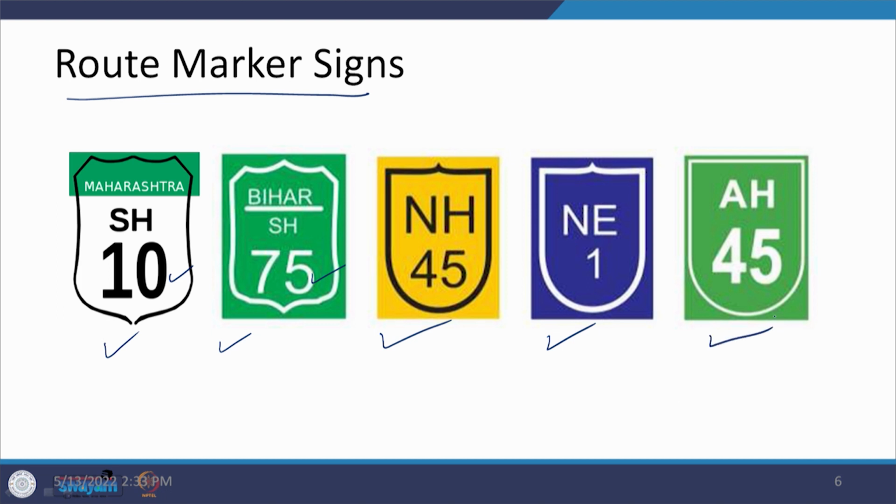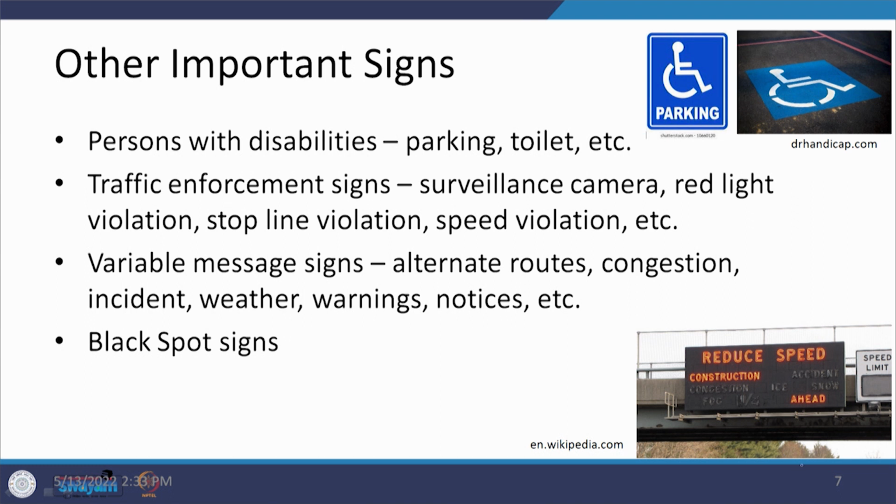And this AH is an Asian highway, which may be connecting the adjoining countries with a particular country. In that sense this Asian highway can be there, and here again the color code is greenish, but there is a slight difference in the color code between the two. Apart from these, there are a number of other signs which need to be provided, and they are sometimes very specific in nature or provide specific information.